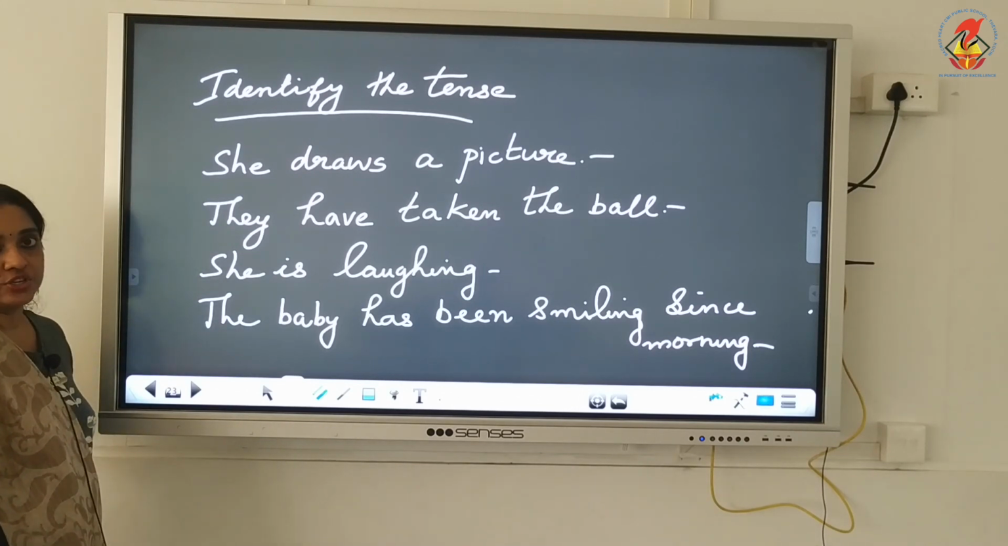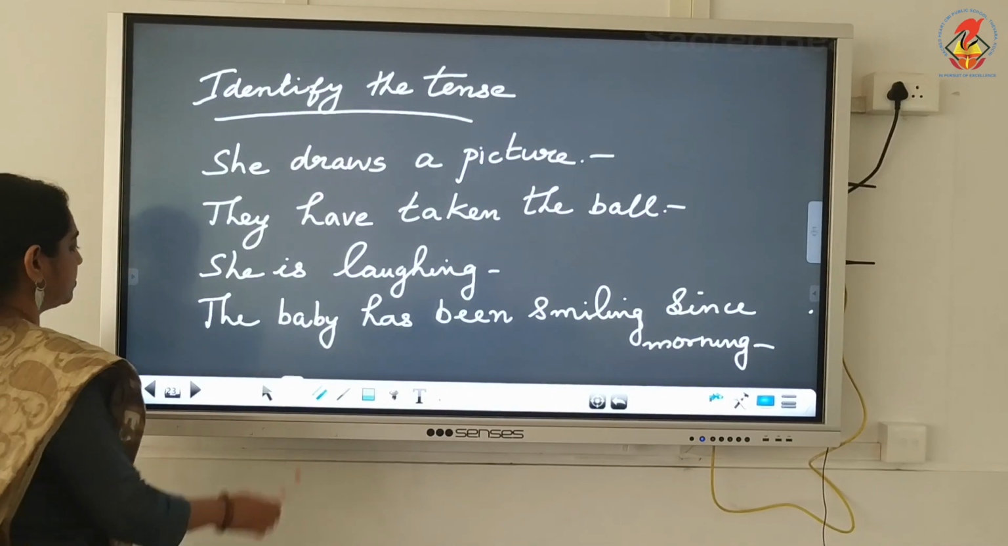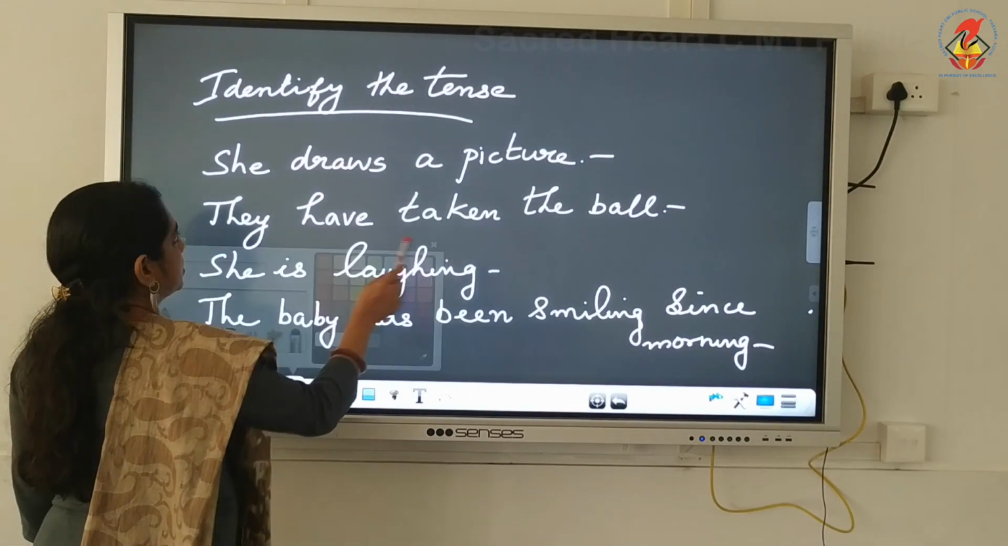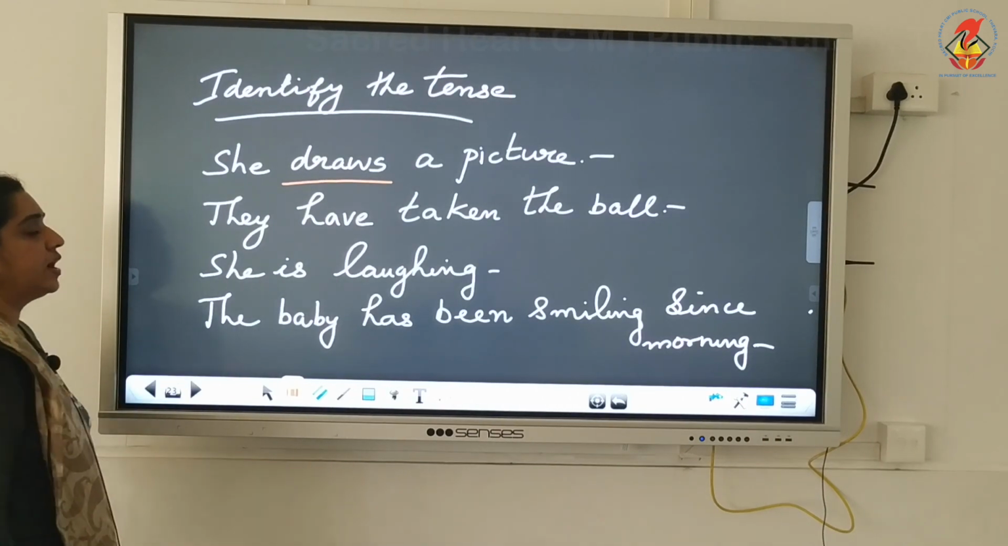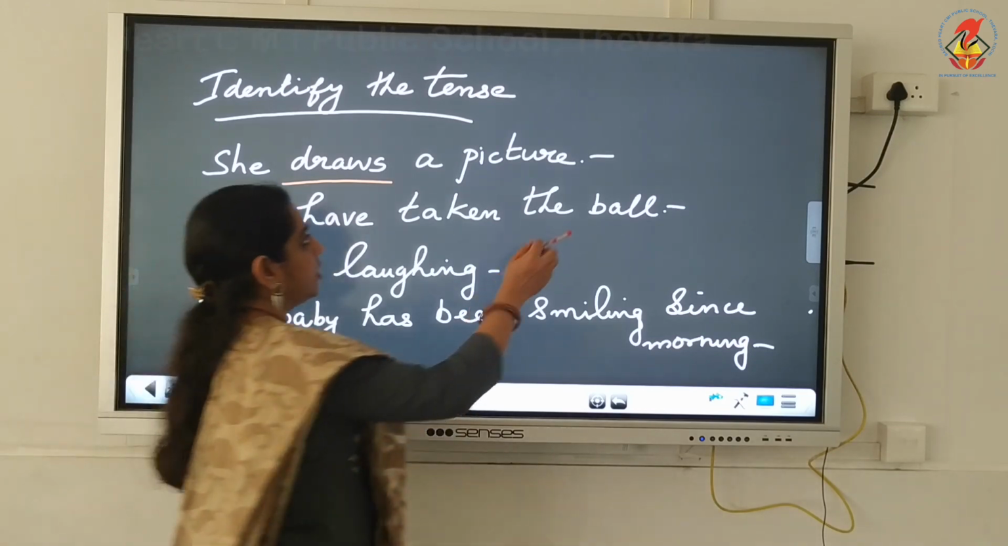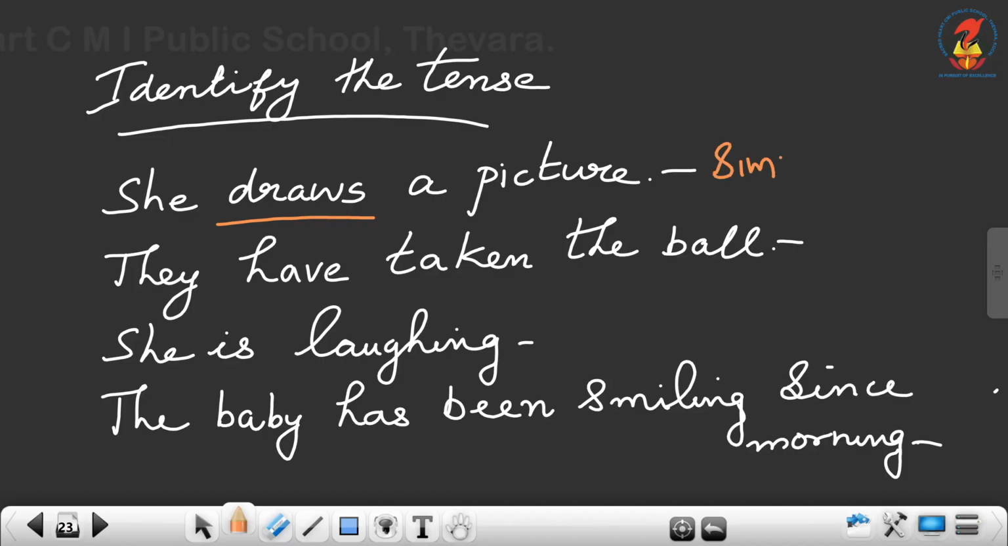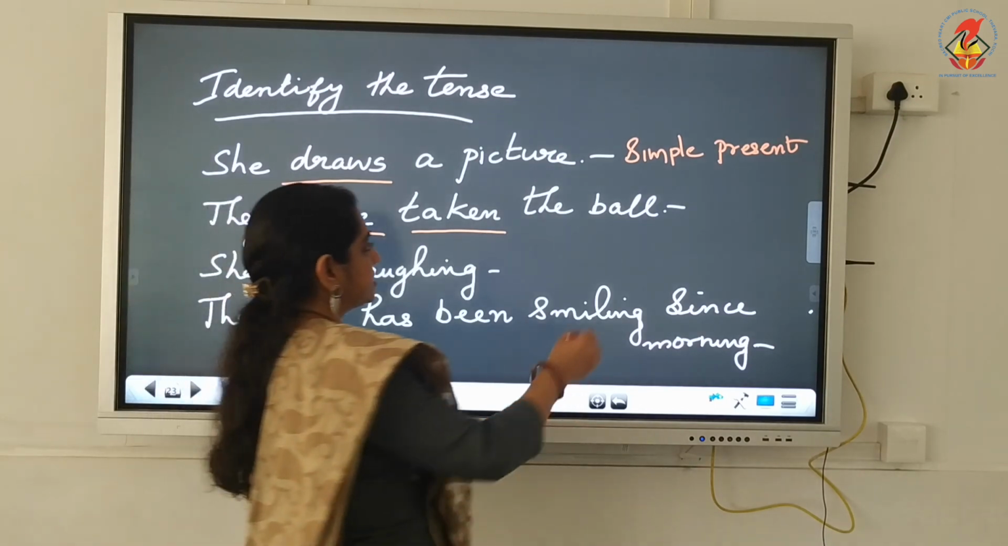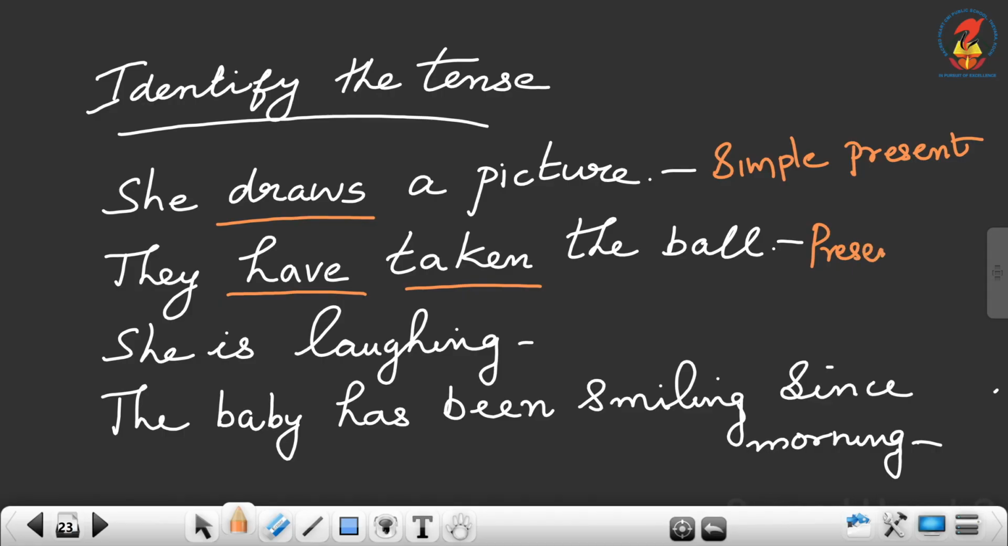She draws a picture. First, you underline the verb and see what is the form of that verb. She draws a picture. Draws. You can see that the verb is followed by s. So, that is what? Simple present. Okay. Now, come to the next one. They have taken the ball. Have taken. Have plus past participle form of the verb. What is that? That is present perfect.